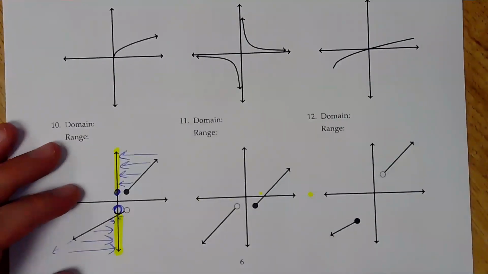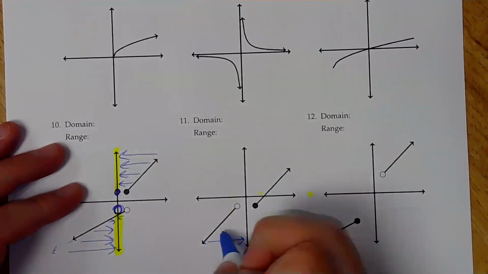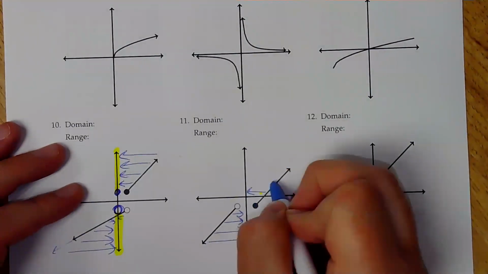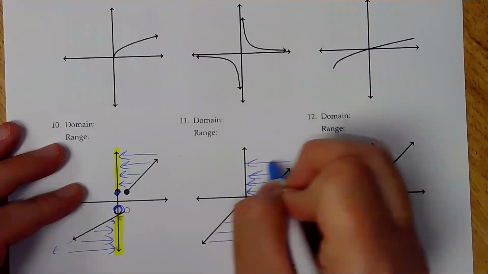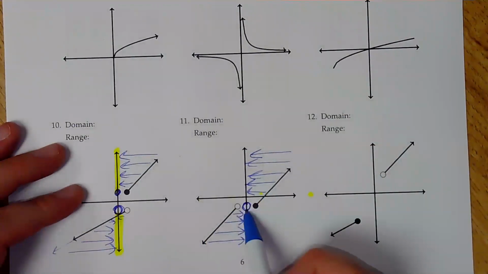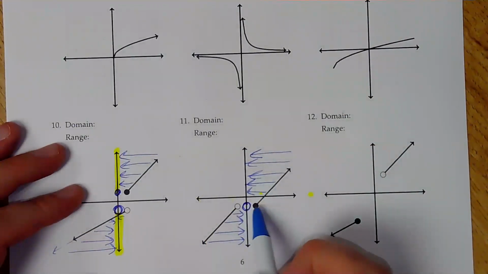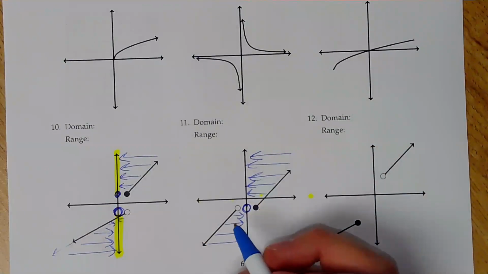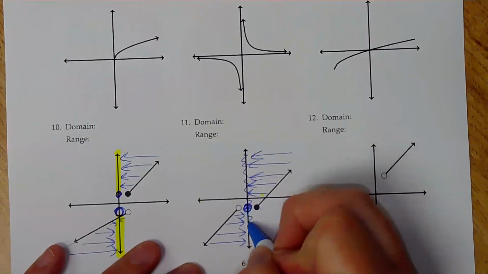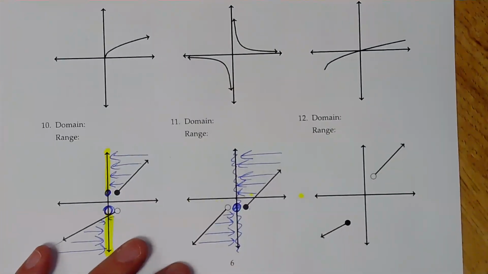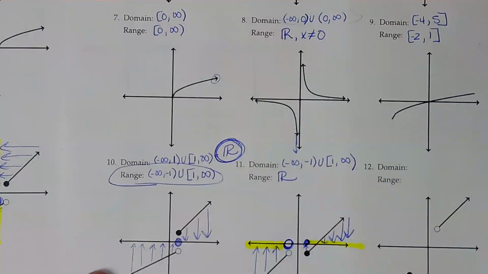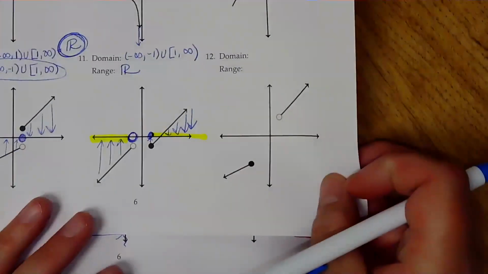And for the range, we're going to push this function into the y-axis. Okay, so we're headed this way. Keeps going. Now we have this issue here. So I get a hollow dot here. But for this one, I get a solid dot. So the solid dot is going to trump the hollow dot. So I get to fill this in. So I actually have this whole axis here for my range. So my range is going to be all real numbers. All right, and then one last one, number 12.